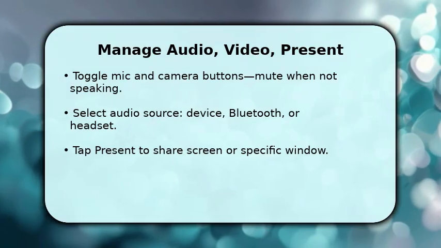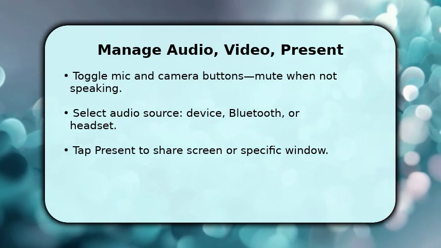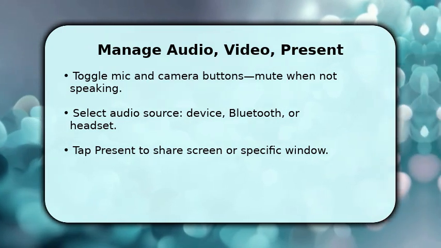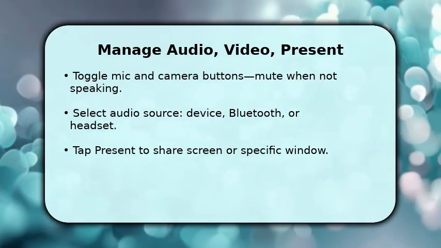Once you're in, check and select the correct microphone and camera so others hear and see you clearly. You can switch audio output between device speakers or a paired headset. Make sure to mute when background noise starts.